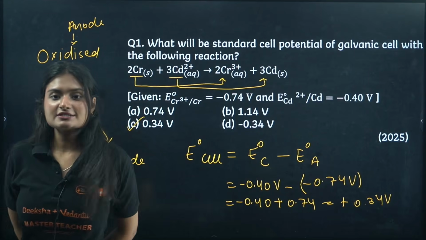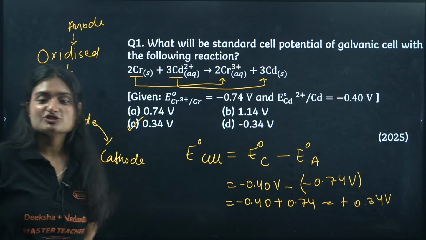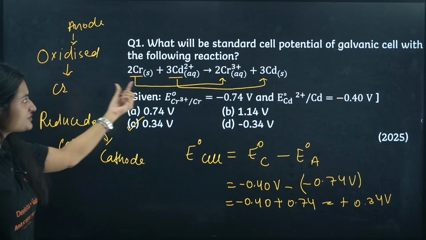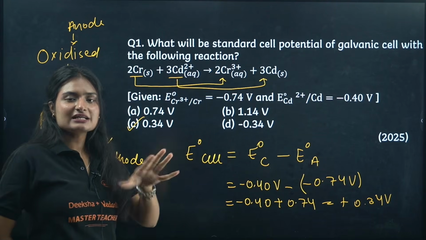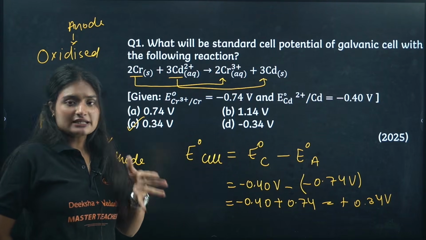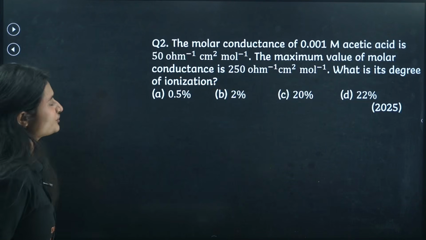The correct answer is option C. If you got option C, that means you did the correct calculation. This was just to give you an idea of which is anode and which is cathode. Where oxidation happens, that is anode. Where reduction happens, that is cathode. Okay, now let's move on to the next question.